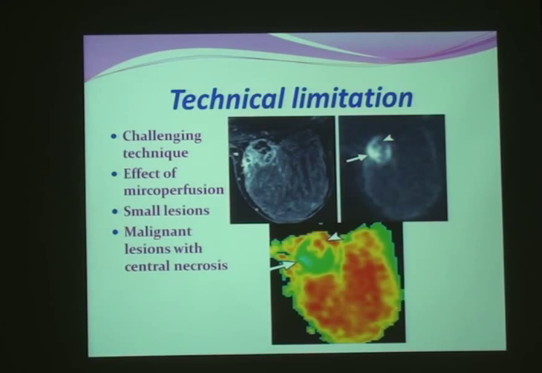That's why we may use more high B value. If we use more high B value, we will just ignore the effect of microperfusion. Another limitation is the small lesions, like the focus we said before. I cannot put a reliable ROI on such a lesion. Also, in malignant lesions with central necrosis, maybe there's just a very thin rim of enhancing tissue, so I cannot put an ROI that I would consider reliable.